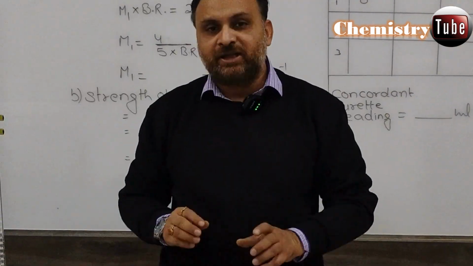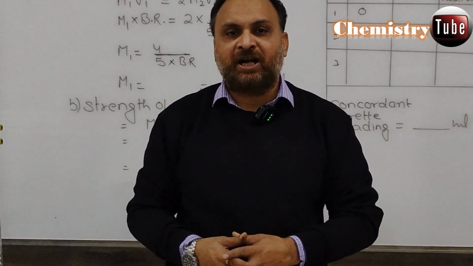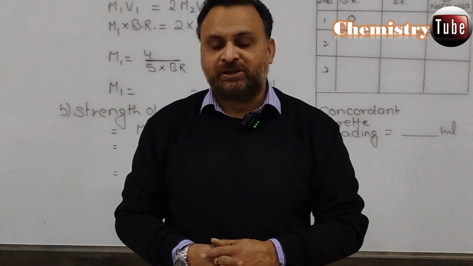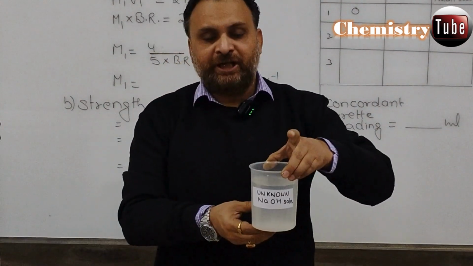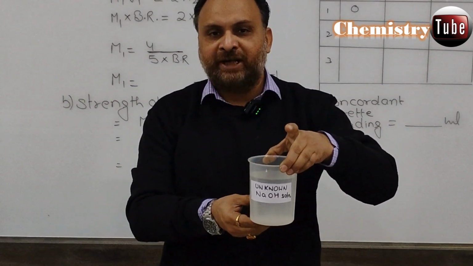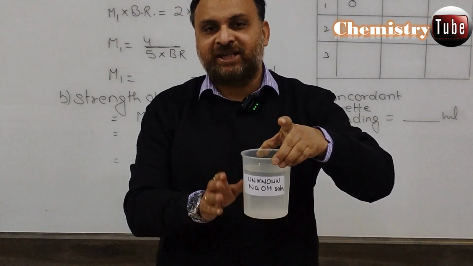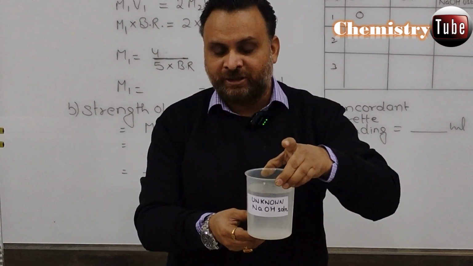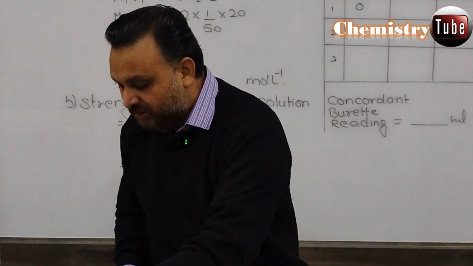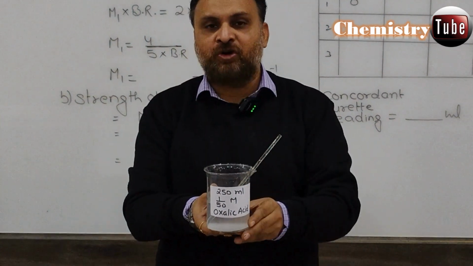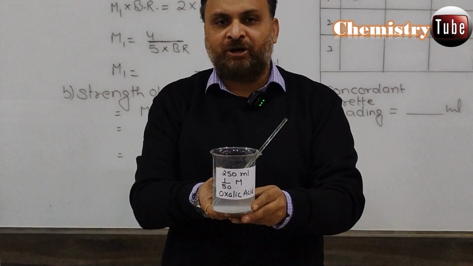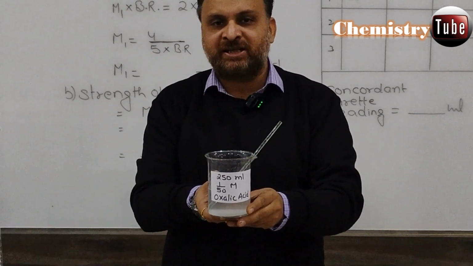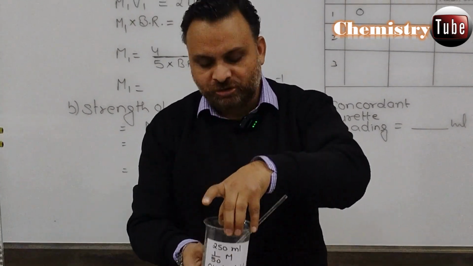Now let us see whatever chemicals and apparatus are required for the titration process. First of all, we require an unknown solution of NaOH. Of course, we know that this is NaOH solution. The question is, what is the molarity and strength of this NaOH solution? The second solution that we require is a standard solution of oxalic acid. This is 250 ml of 1/50 M oxalic acid solution. This is called our known solution.